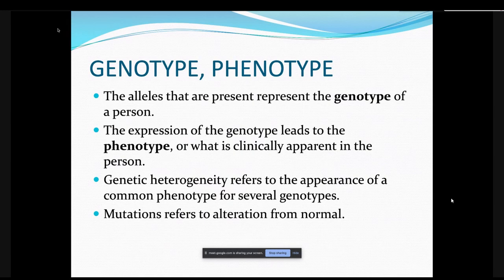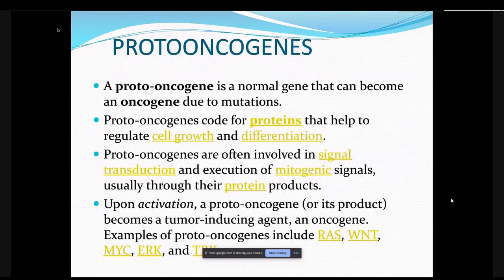Genetic heterogeneity refers to the appearance of a common phenotype for several genotypes. And hence mutation refers to alteration from the normal. These mutations, which are alterations, are triggered by very many things. They could be physical, they could be viral, they could be chemical. The mutations mainly affect two parts. They may affect genes that affect growth, which are referred to as proto-oncogenes. So proto-oncogenes are normal genes that then become oncogenes due to mutations.